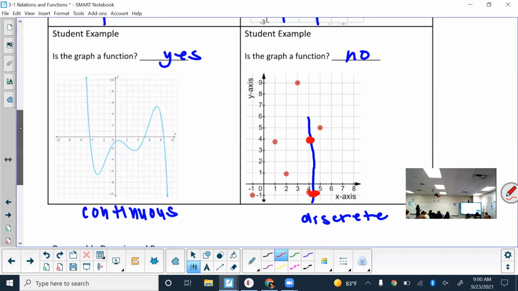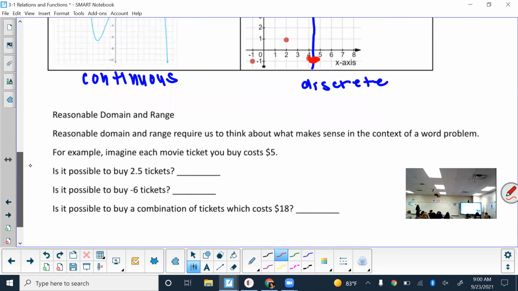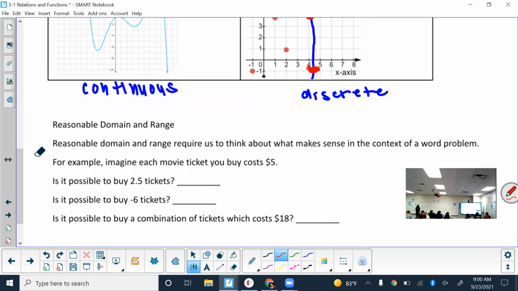All right, so then scrolling down. We're going to switch to a different topic. Now we're going to talk about reasonable domain and range. We touched on these types of concepts on the last test, right? When we were talking about buying 8 packs of juice or something like that, was it possible to buy 7.5 8-packs? No. So even though that answer worked when you plugged it in, it wasn't correct because it's just not logical. So it's the same concept with reasonable domain and range.